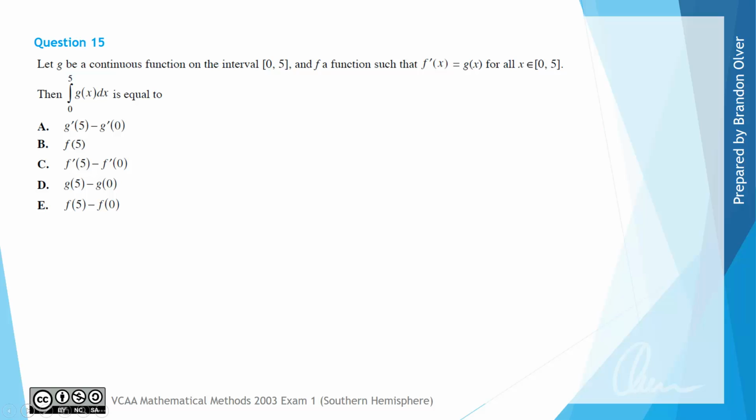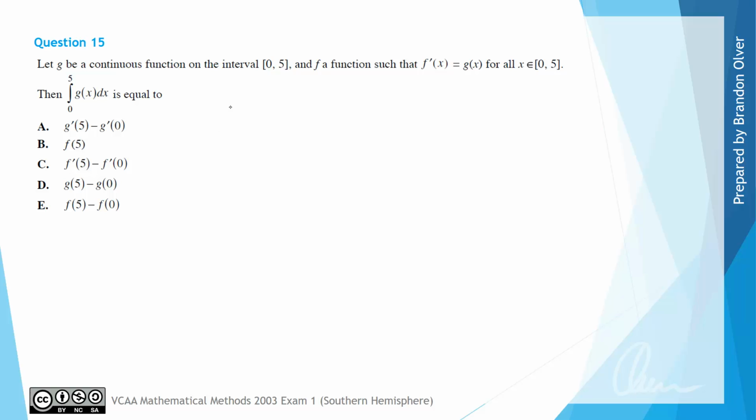So for question 15 we have: let g be a continuous function on the interval 0 to 5, and f a function such that f dash, the derivative of f, is equal to g for all x an element of 0 to 5. We're then asked that the integral from 0 to 5 of g of x dx is equal to one of the following.